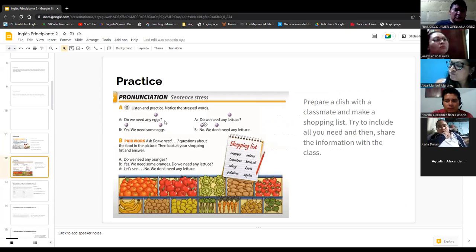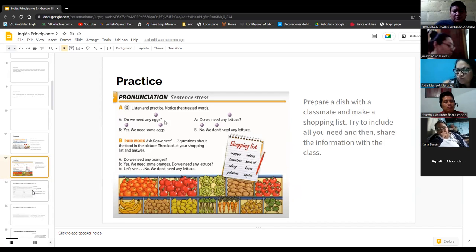Next one is the pronunciation. This is just for sentence stress. Esto es práctica del estrés de las preguntas, que ahí detienen ese puntito, porque ahí es donde tenemos que enfatizar la entonación. Ahí es donde va más entonada la pregunta, ¿verdad? Por ejemplo, do we need any eggs? Entonces, eggs, por eso va el punto morado ahí. Dice, yes, we need some eggs. Do we need any lettuce? No, we don't need any lettuce, okay? So, eso es nada más para las preguntas, ¿verdad?